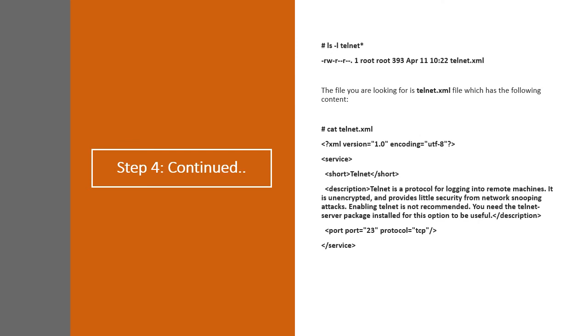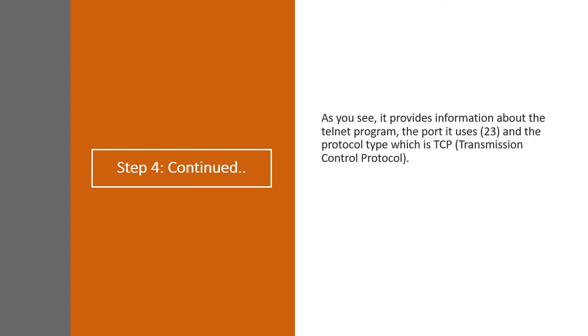Step 4 continued. The file that we are looking for is telnet.xml, and if we open the file using the cat command, we see that there is a description of telnet, a very nice description indeed, and you see that it provides little security, as we have talked about. The default port that it uses is 23. You can always change the port, but why should you? And the protocol that it uses is TCP. As you can see, it provides information about the telnet program.